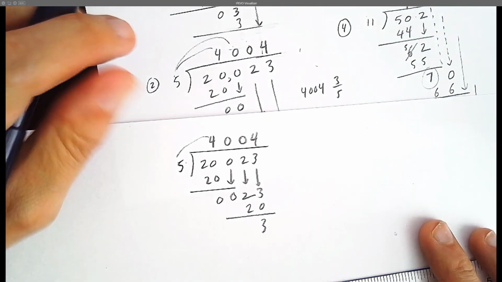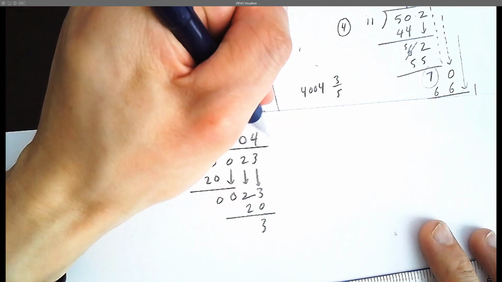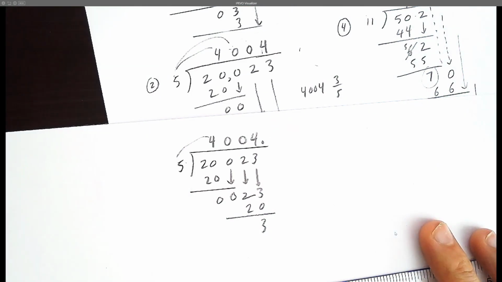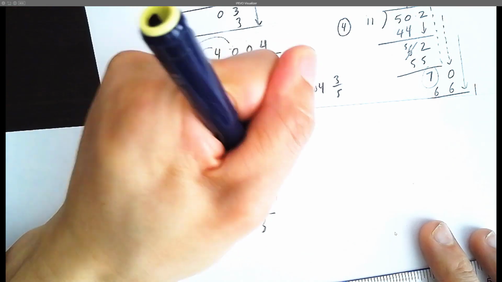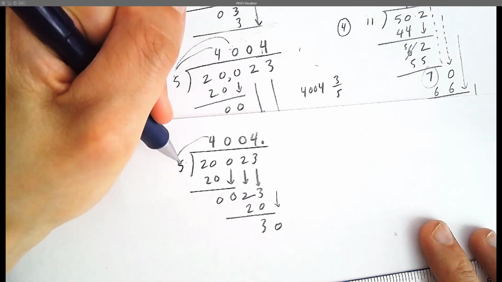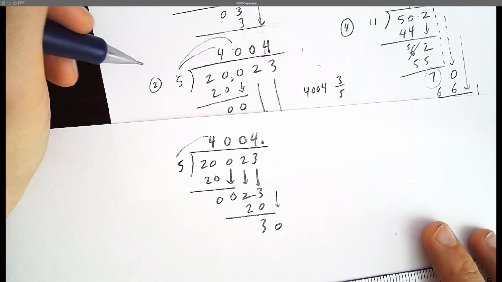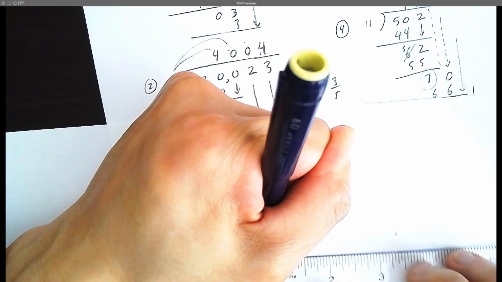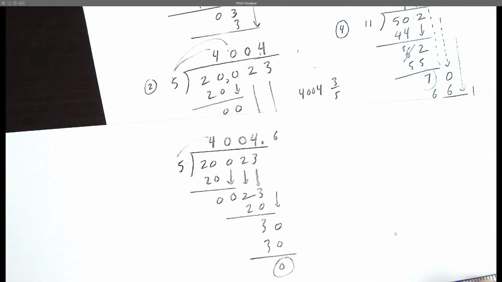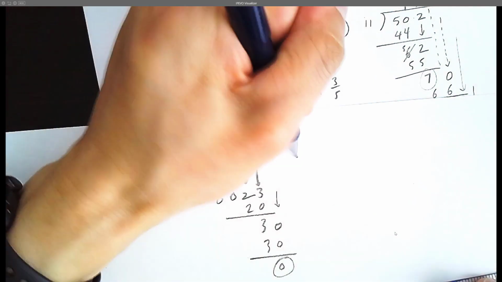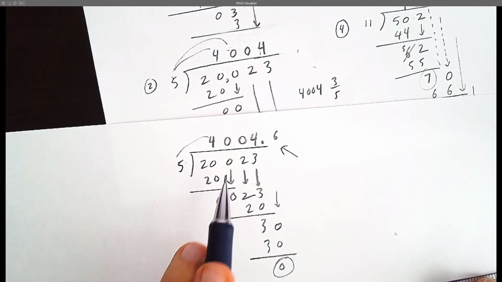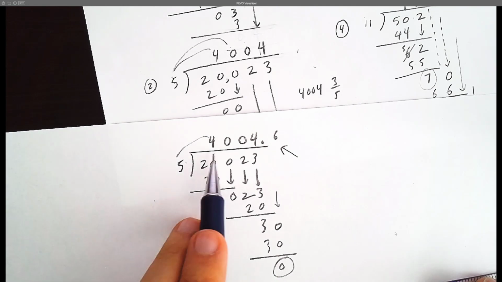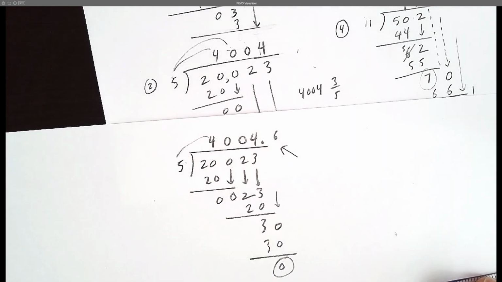Let's just continue and finish off this question as a decimal number. Point. Let's drop the ghost. 30. 5 times what is 30? 5 times 6 is going to be 30, and there's no remainder. There's absolutely no remainder. So this here is an exact answer. 20,023 divided by 5 is exactly 4,004.6. Good job.